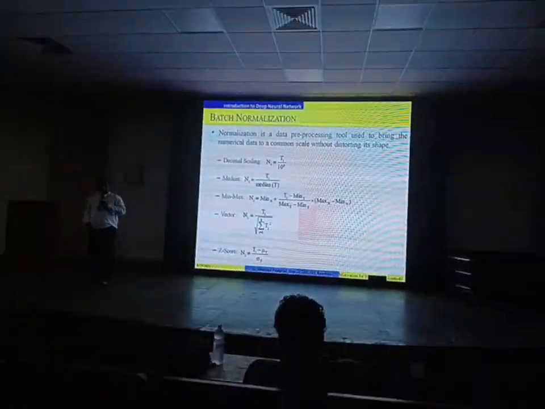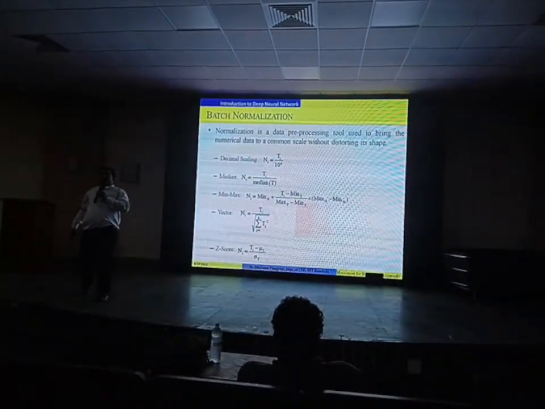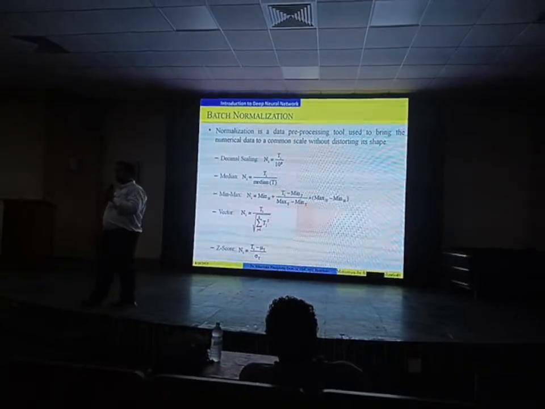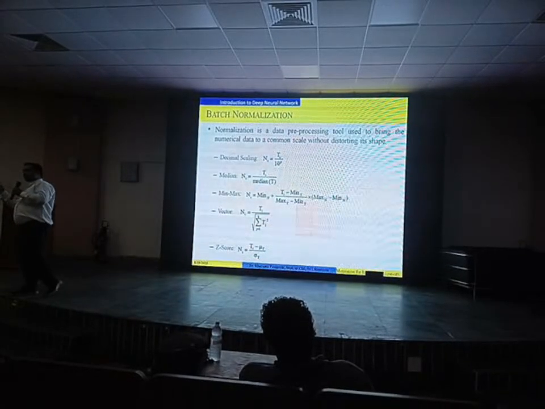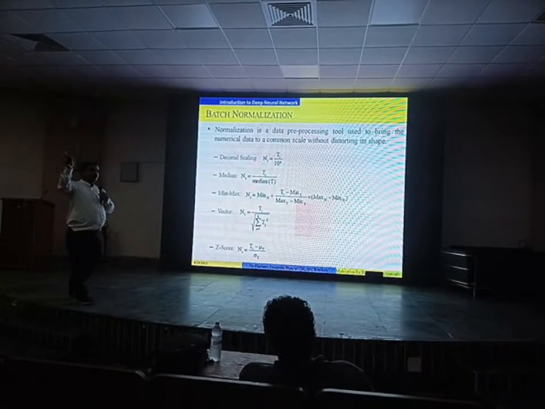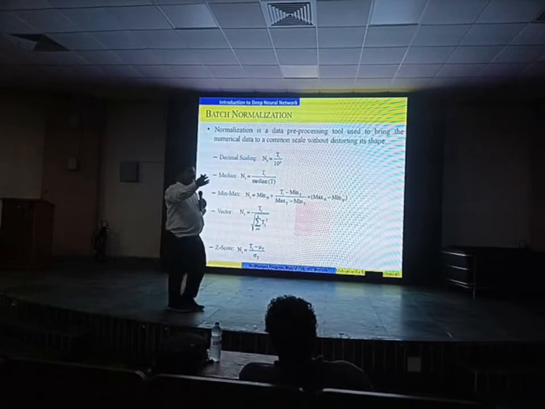Next one is batch normalization. What is normalization? Normalization is a pre-processing technique that is used to transform the features from one range to another range. So why is it required?